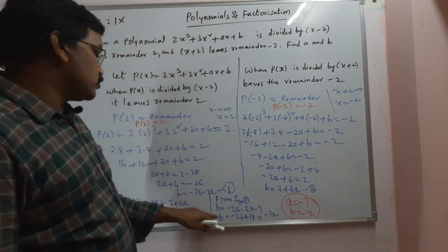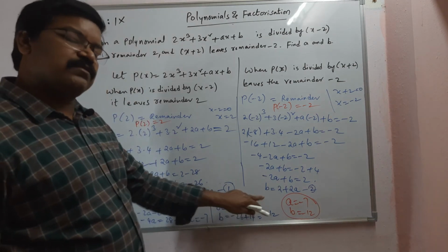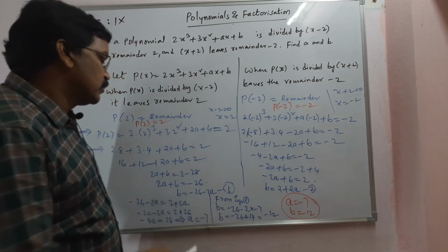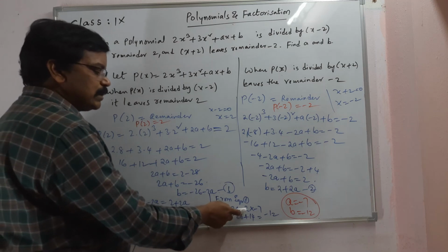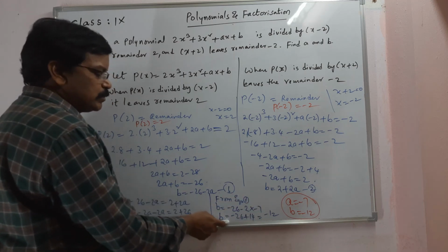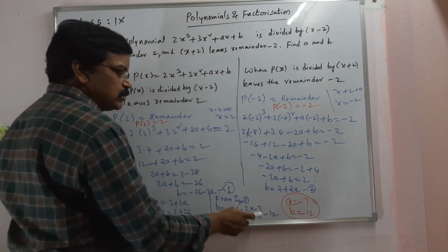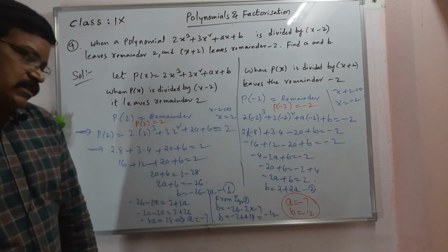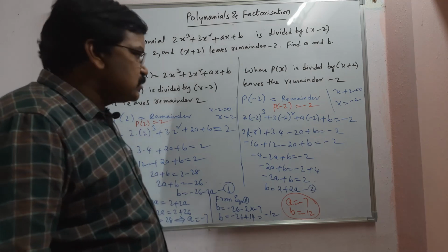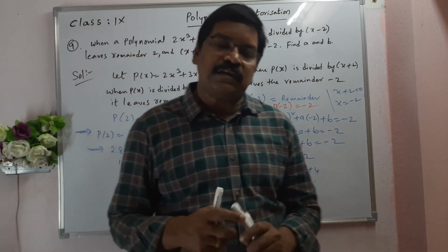Now substitute this minus 7 in equation 1. You can substitute in equation 2 also. I have taken equation 1 here. So b is equal to minus 26 minus 2 into minus 7. So b is equal to minus 26 plus 14. So this is equal to minus 12. So here a is equal to minus 7 and b is equal to minus 12. So this is the end of the exercise.